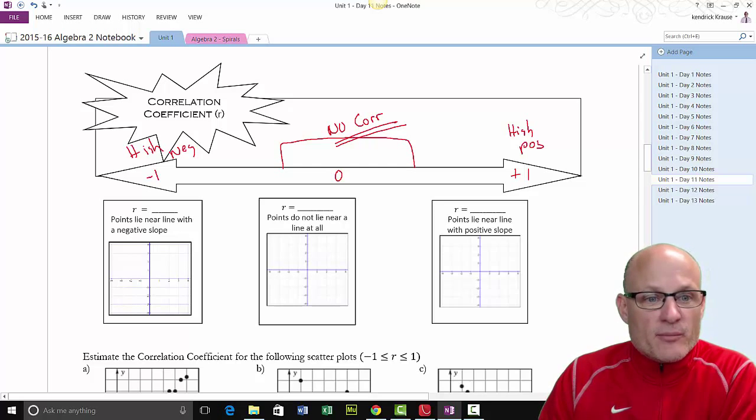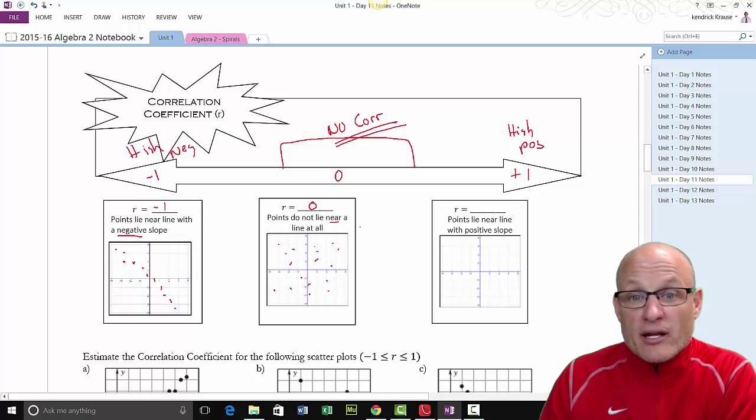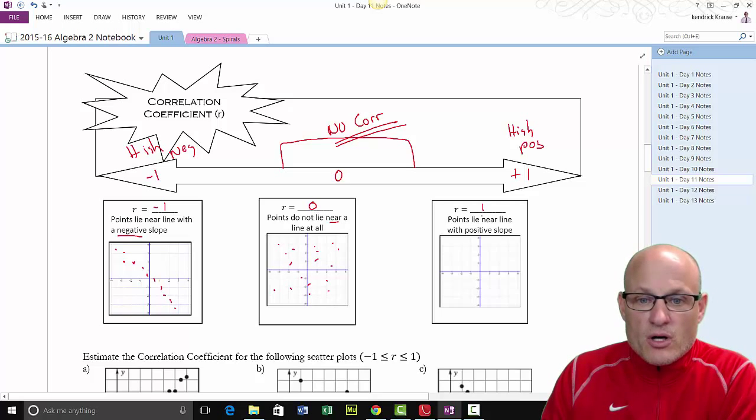So if points lie on a line with a negative slope, that would be r equals around -1. And they lie on the line going in a negative slope. If points do not lie on or near the line at all, that would be like an r value of 0. That means you've got points just all over the place, and there's no way anybody could draw a line of best fit. And then r of 1, you're going to have a positive correlation, and the points are going to be really close to being a nice straight line.